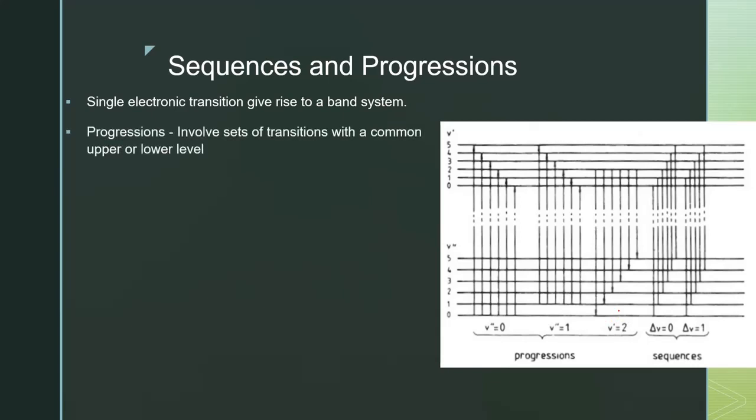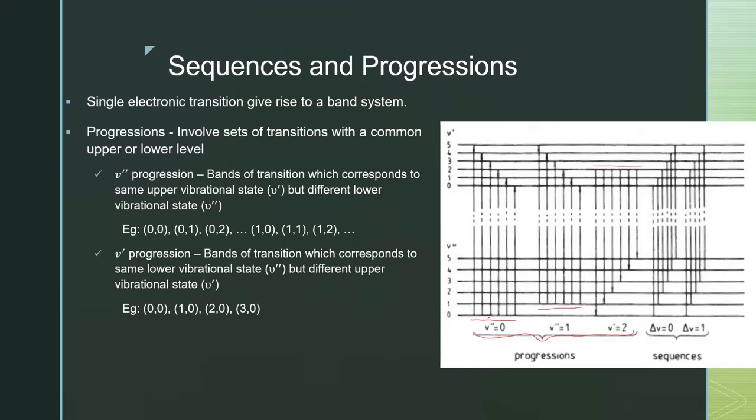So, what are progressions? Progressions involve a set of transitions with a common upper level or a common lower level. Given in the picture, the first three transitions give you the progressions. Progressions are transitions in which we have a fixed level. Either the lower level is fixed or the upper level is fixed. If the lower level is fixed, the upper level changes, and if the upper level is fixed, the lower level changes. So this gives rise to two different progressions. As you see, it progresses in levels, so it is called progressions.